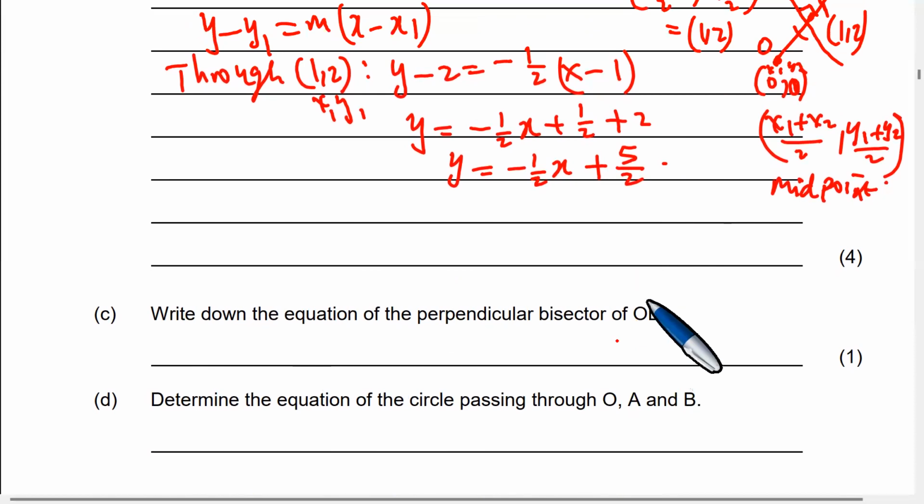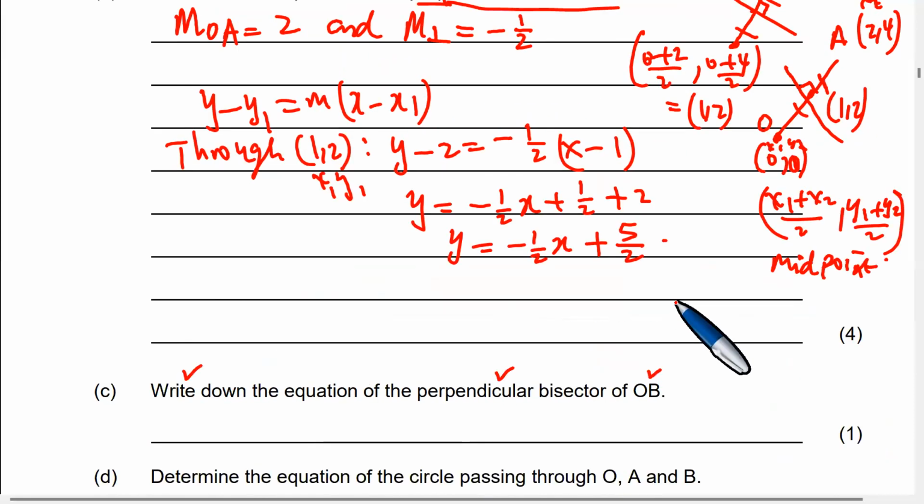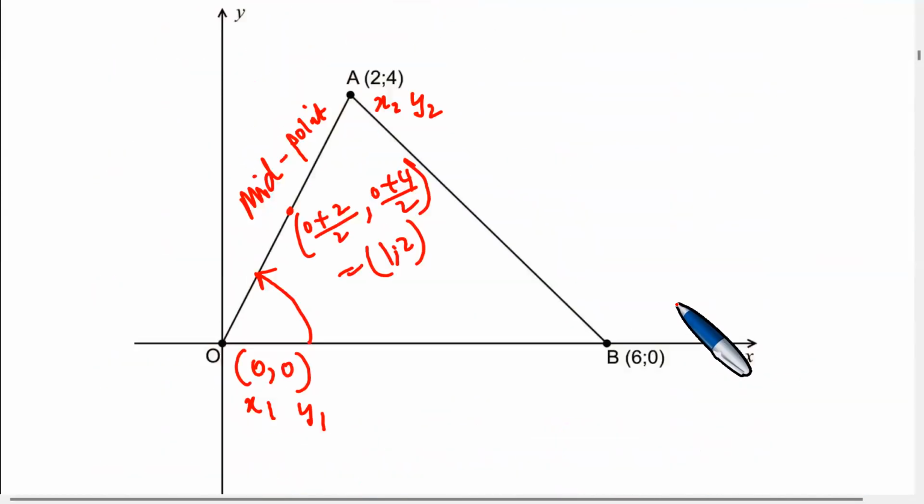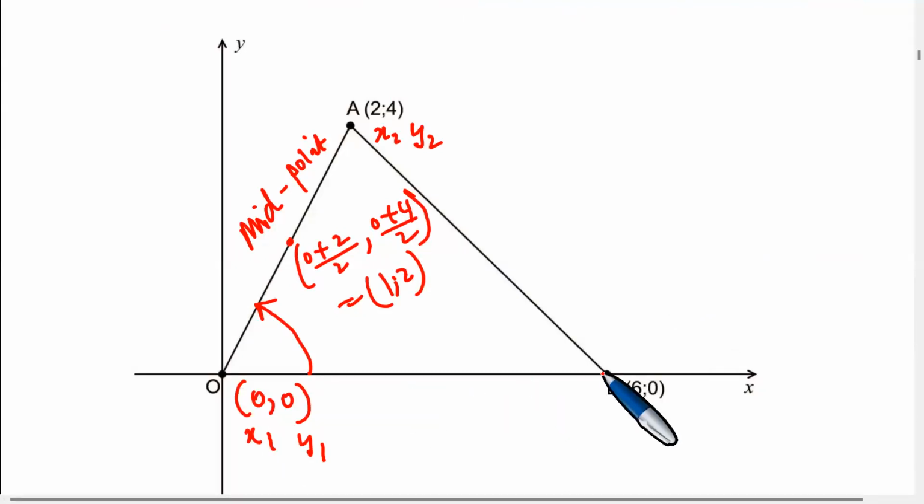Okay, next. Write down the equation of the perpendicular bisector of OB. Now they want us not to calculate, but to just write down the equation of the perpendicular bisector of OB. Let's look at the line OB in the diagram. Right, so we have OB and want the equation of the perpendicular bisector. So OB is this, and therefore the perpendicular bisector must cut in the middle because it's a bisector, and it must be perpendicular.